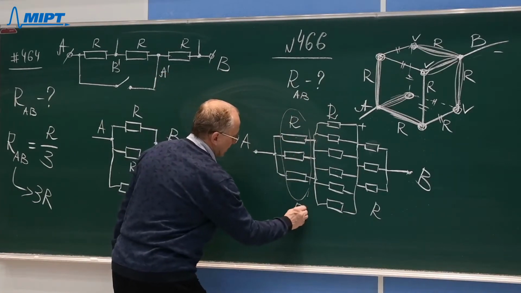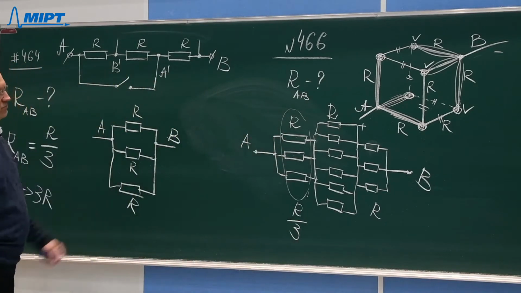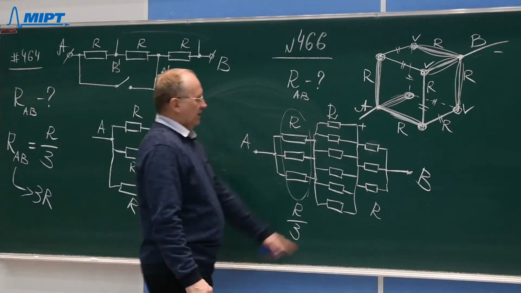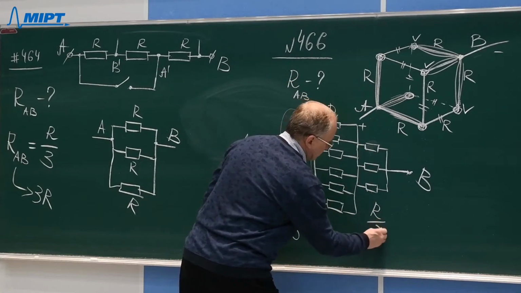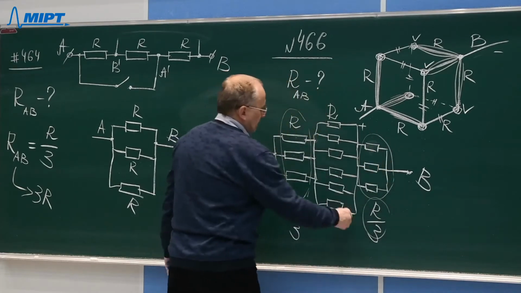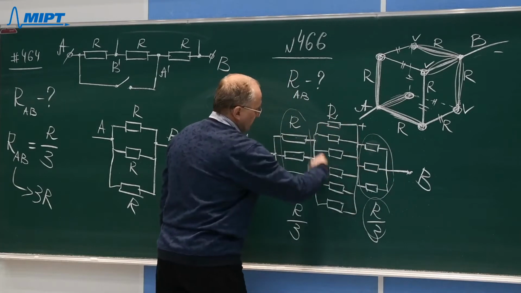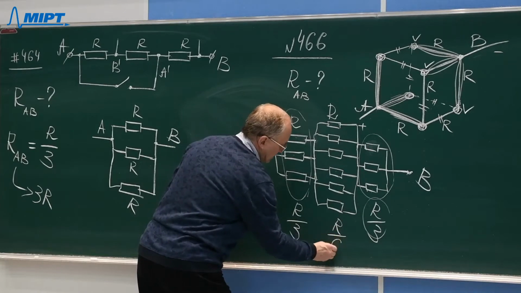That will be R divided by 3. We have considered such a situation in the previous problem. And the same resistance will be here, again, R divided by 3. That is the total resistance of this section. And here, the resistance of this middle section will be R divided by 6.